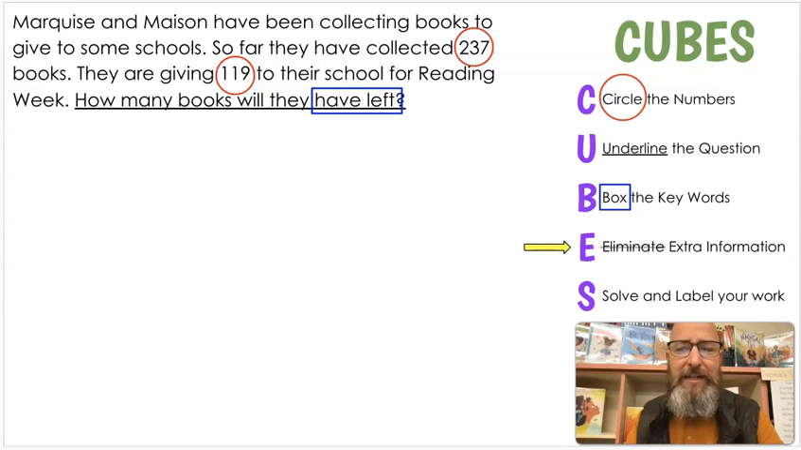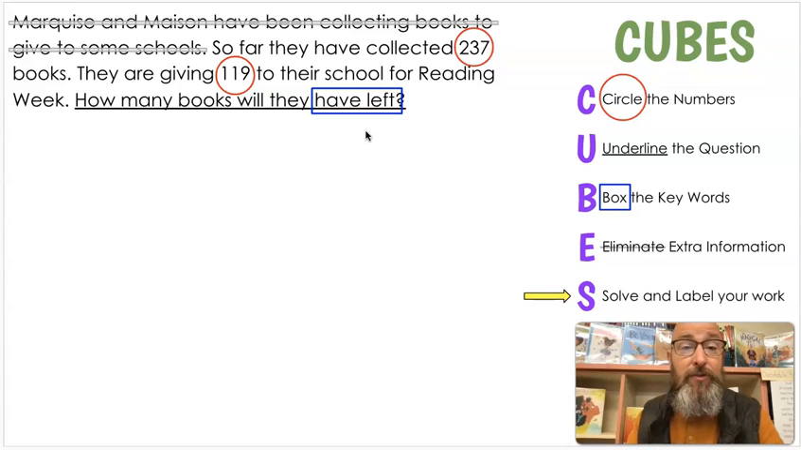And what's our next step? Eliminate extra information. Is there any extra information? There is. That whole first sentence. Nothing is circled, nothing is underlined, so I don't need that sentence to help me solve the problem. And last is going to be solve and label our work. We know have left tells us to do what? Subtract.